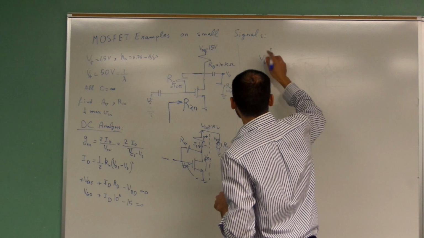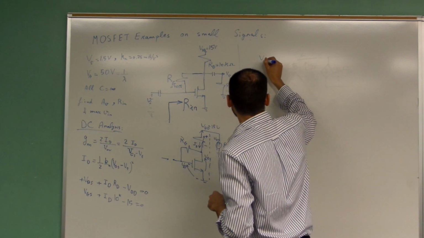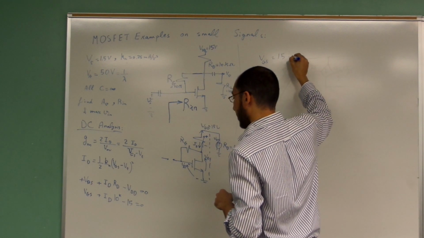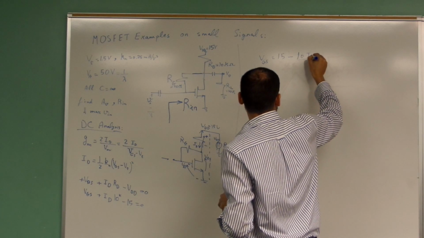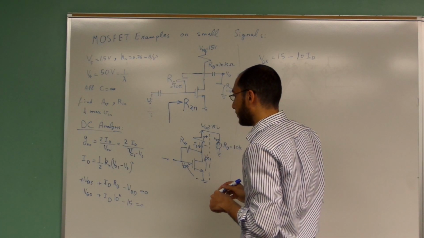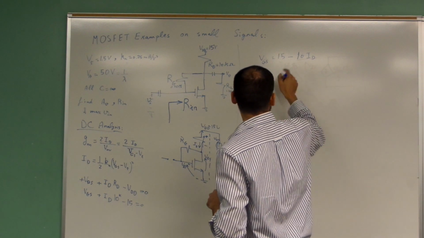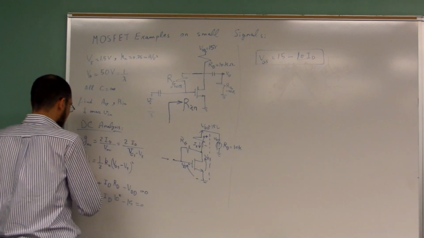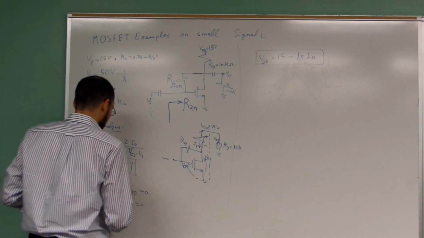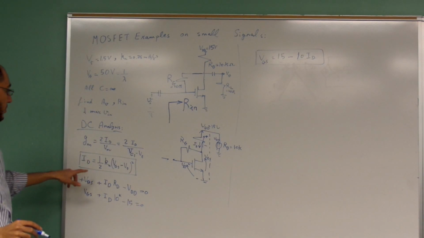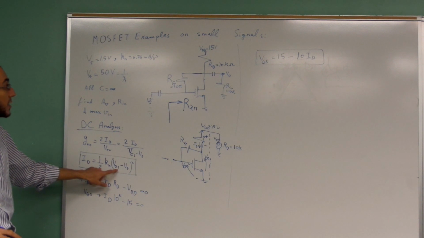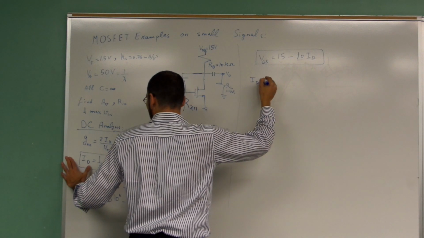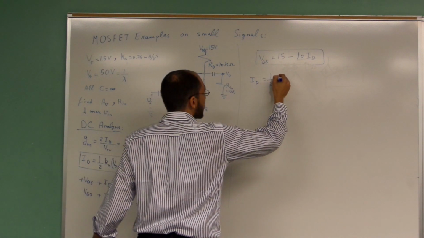So VGS equals 15 minus 10 ID. That's the second equation, and that's the first equation. Two equations and two unknowns. Let's remove VGS and put 15 minus 10 ID. So ID equals half Kn, which is 0.25.